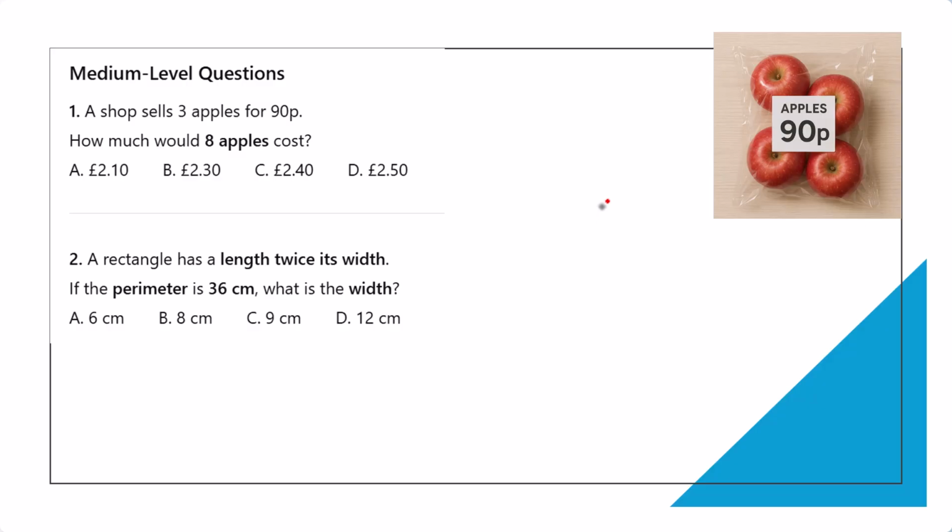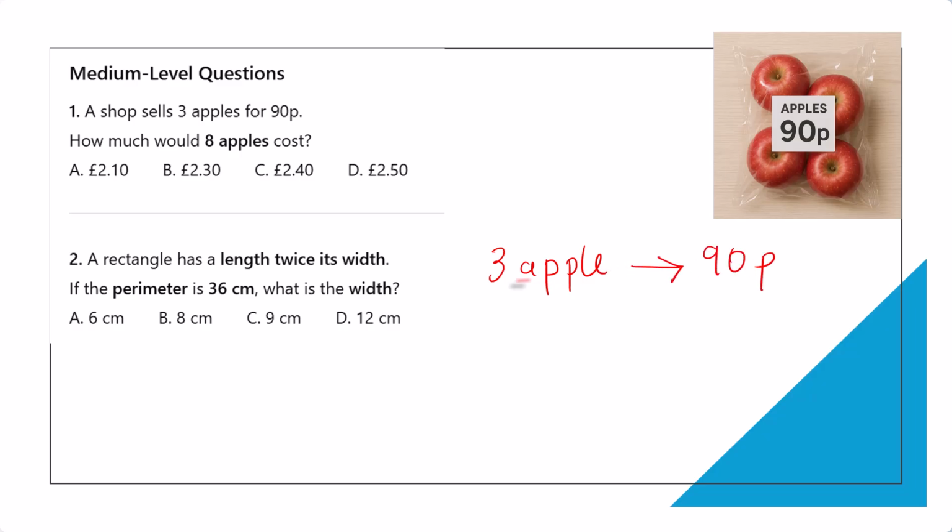Okay, so I hope that you paused the video and tried question 1 and question 2. Now I want to go over them. Question 1 says a shop sells 3 apples for 90p. So 3 apples for 90p, how much would 8 apples cost? Now, what you need to do first of all, you need to find the price of 1. Every time with a question like this, you need to see how much 1 is.